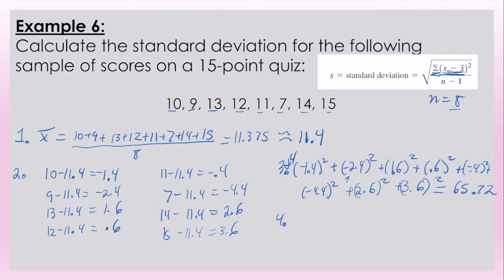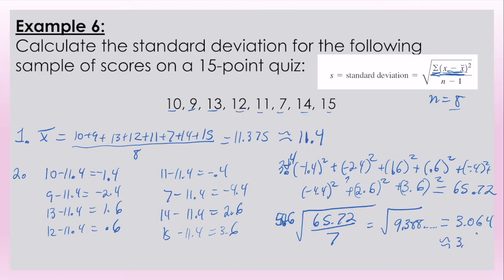My next step is to take the square root of 65.72, so this is step, I guess, 5 and 6, divided by 7. That's going to be the square root of 9.388 dot dot dot, which is 3.064, or about 3.1. So this is our standard deviation.